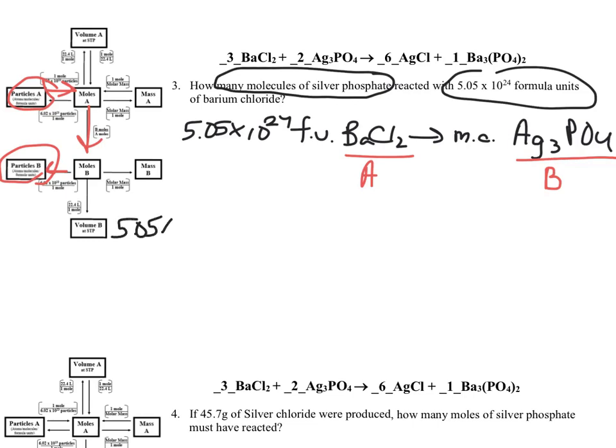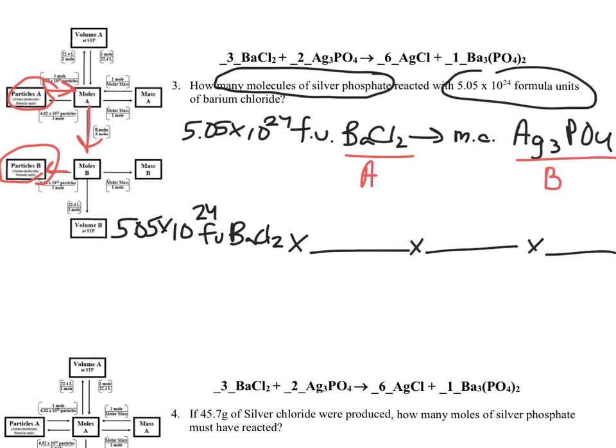You have to start with a number for conversion. So 5.05 times 10 to the 24th formula units of barium chloride. Step 1, step 2, step 3. Okay, step 1 is to go from particles of A to moles of A.